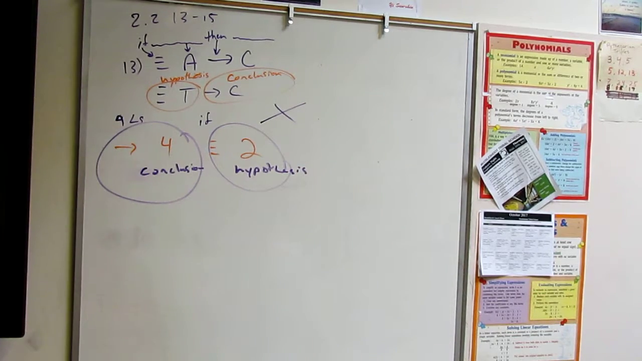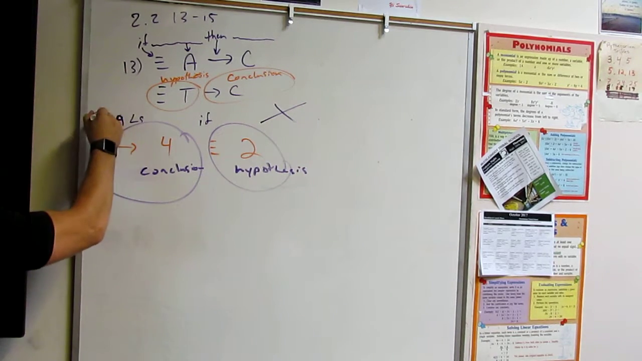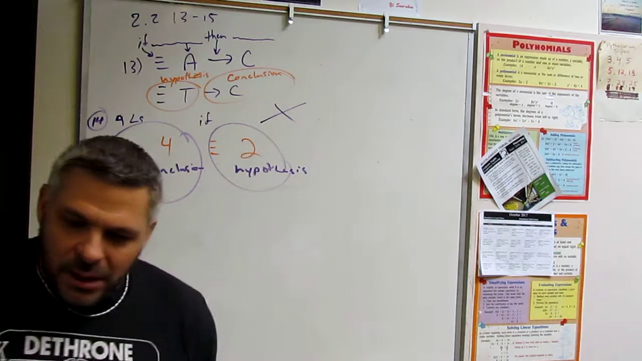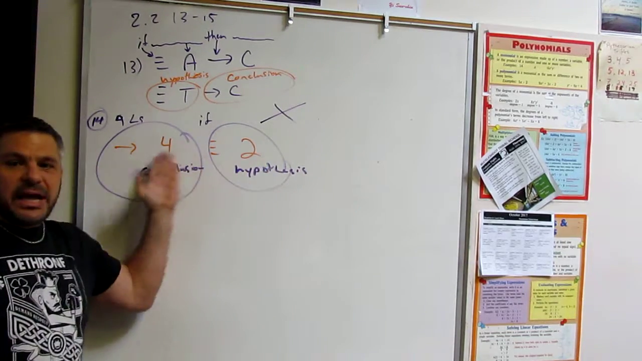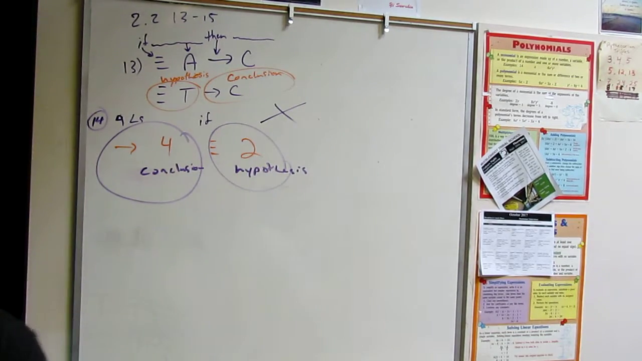Okay? So that's 13 and 14, and we're out of time. But I also showed you how to write the if-then statement. Okay, so that'll be like 16 through 17. Okay, then you're going to have to say if they're true, give examples.